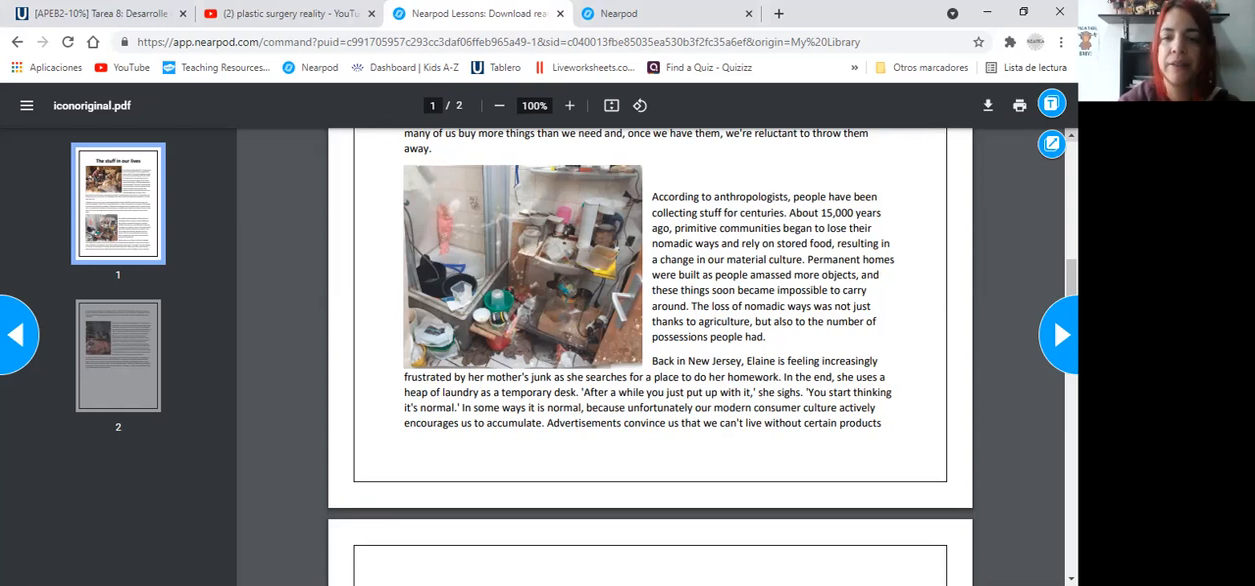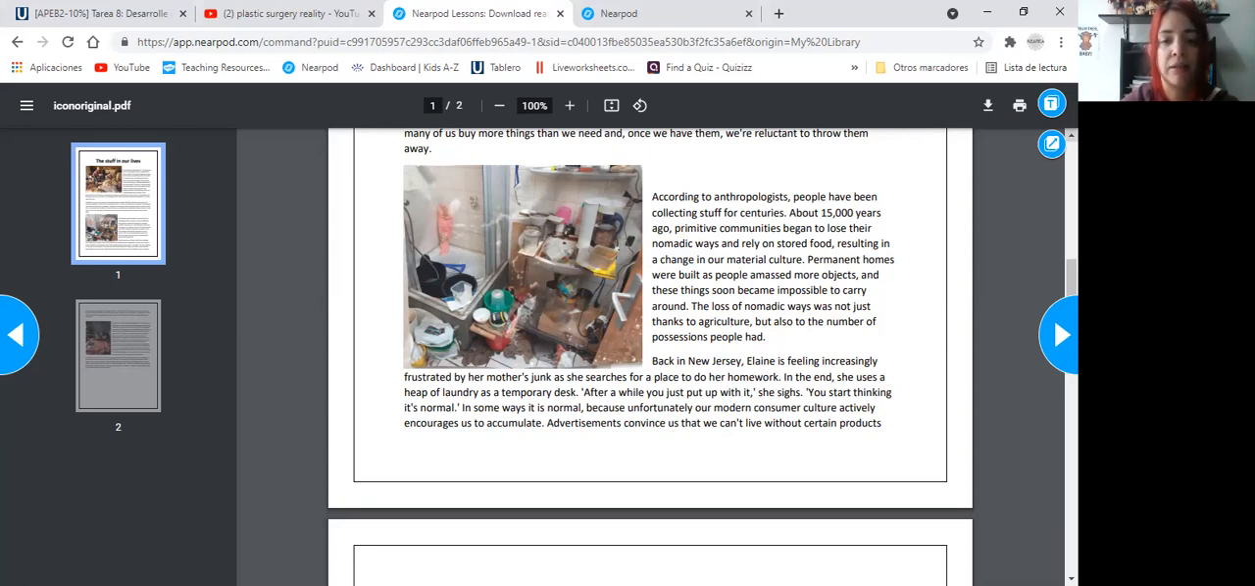And these things soon became impossible to carry around. The loss of nomadic ways was not only thanks to agriculture, but also to the number of possessions people had. Back in New Jersey, Elaine is feeling increasingly frustrated by her mother's junk as she searches for a place to do her homework. In the end, she uses a heap of laundry as a temporary desk. After a while, you just put up with it, she sighs. You start thinking it's normal.